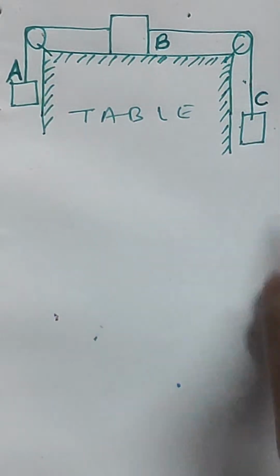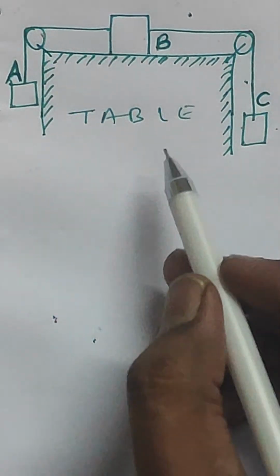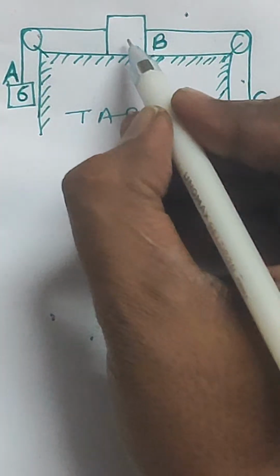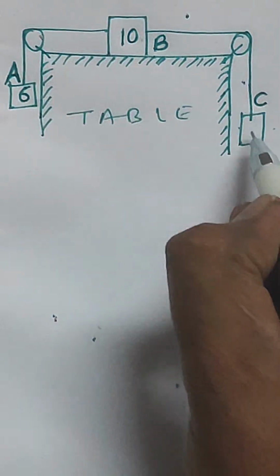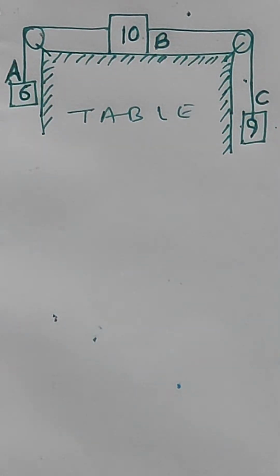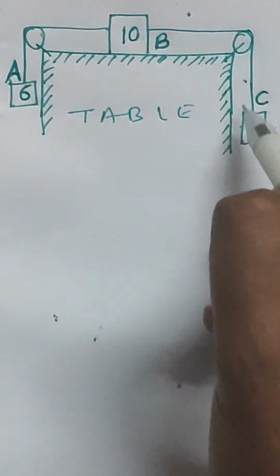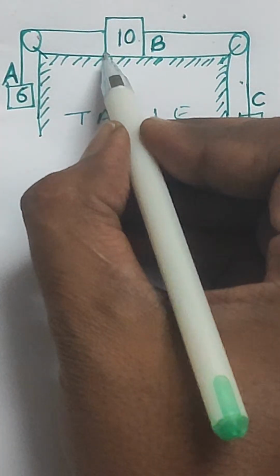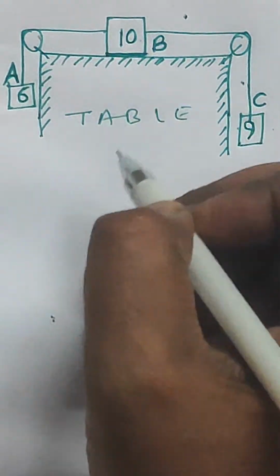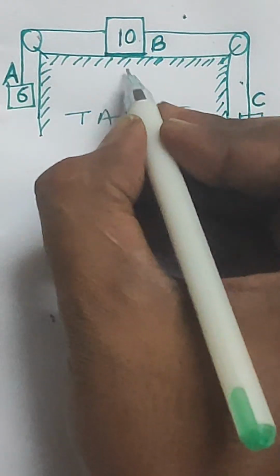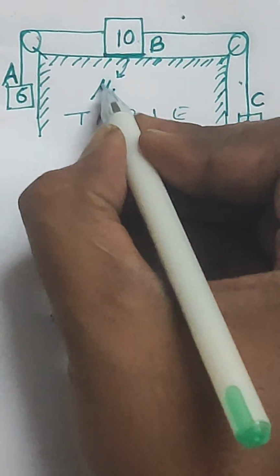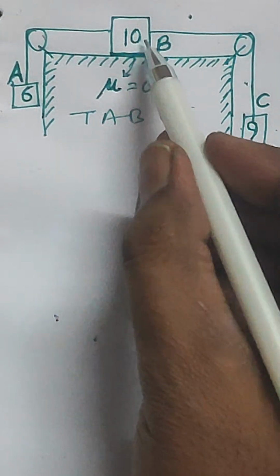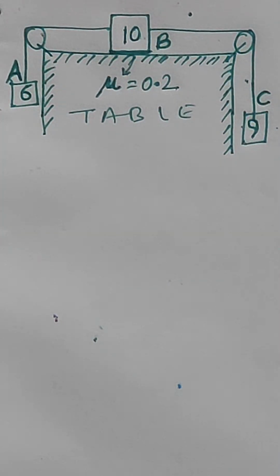Now it's given that three blocks A, B, C have masses of 6 kg, 10 kg, and 9 kg. So this block is 6 kg, this is 10 kg, and this is 9 kg. All three blocks are connected with a string, and the coefficient of friction between the table and the block is 0.2. So this 10 kg block will experience some friction, and that coefficient of friction, 0.2, acts between the block and the table.